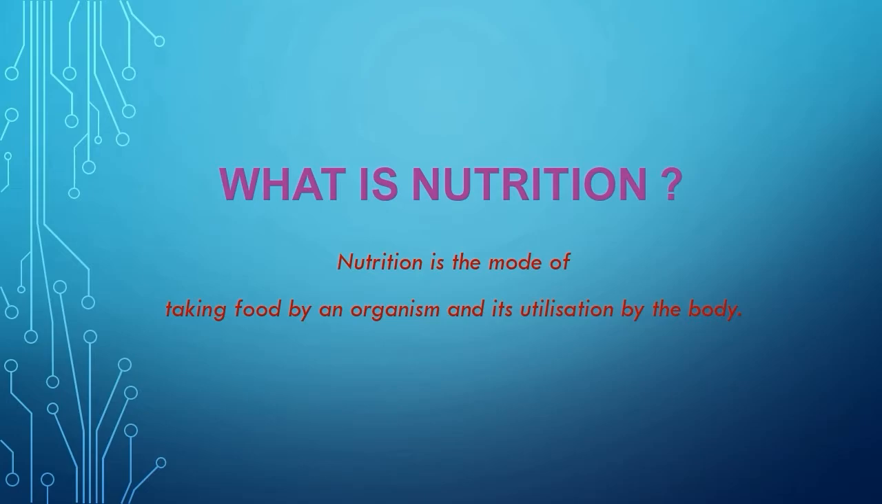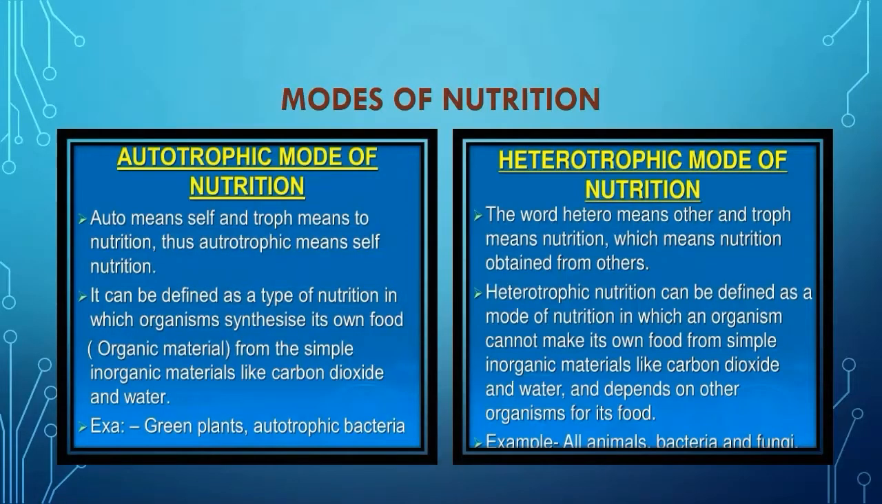What is nutrition? Nutrition is the mode of taking food by an organism and its utilization by the body. Now let us see the modes of nutrition. Autotrophic mode of nutrition, heterotrophic mode of nutrition. Auto means self and troph means nutrition. Thus autotrophic nutrition means self-nutrition.